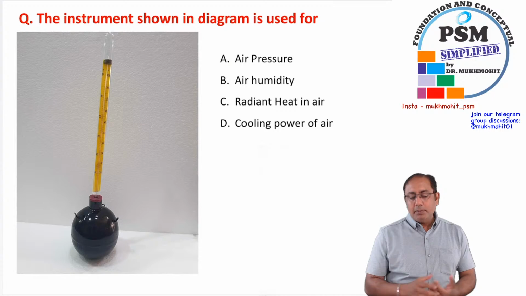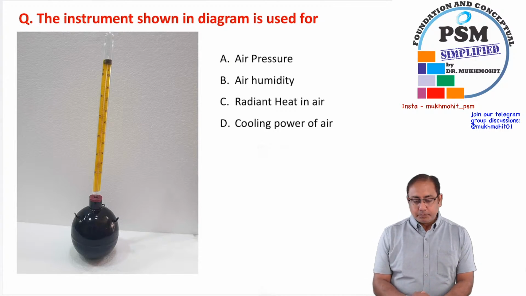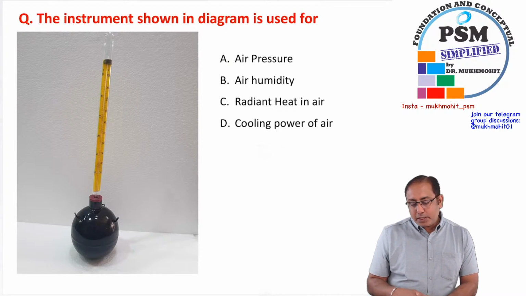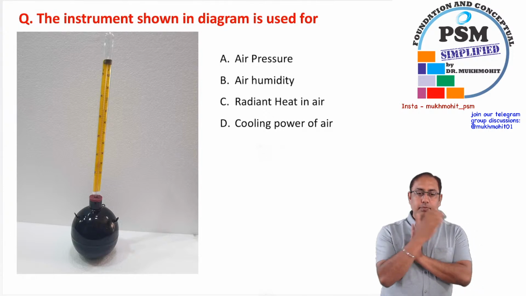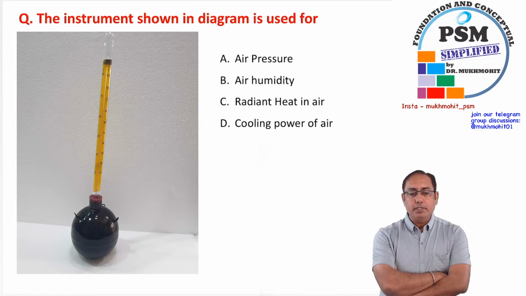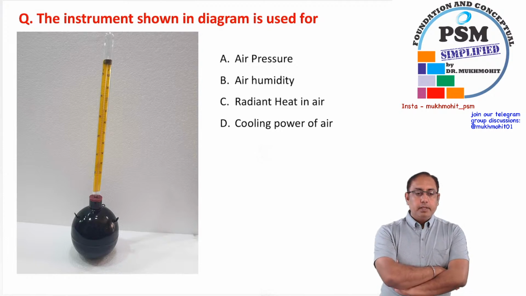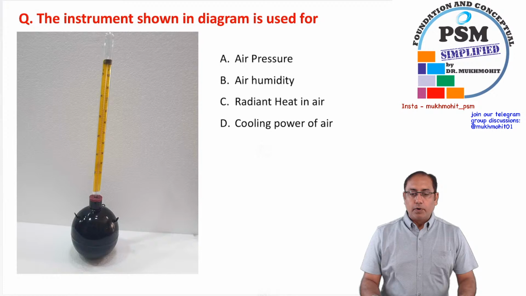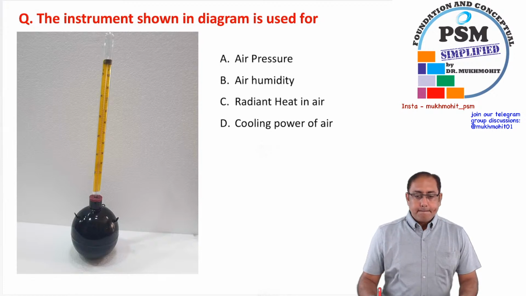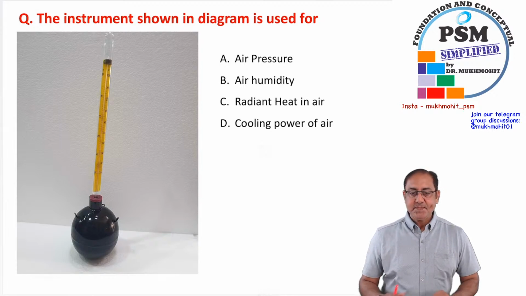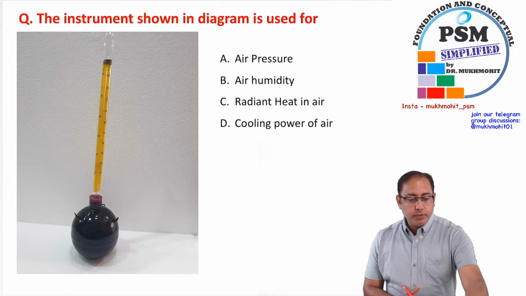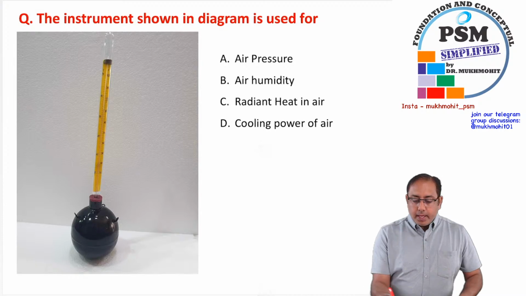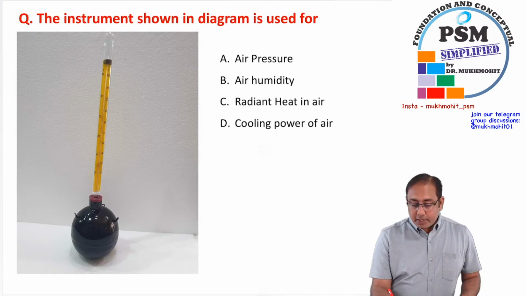Coming to the next one, the instrument shown in the diagram is used as, what do you think is this? Air pressure, air humidity, radiant heat, or cooling power? The instrument shown in the diagram is used for air humidity, air pressure, radiant heat, or cooling power of air.